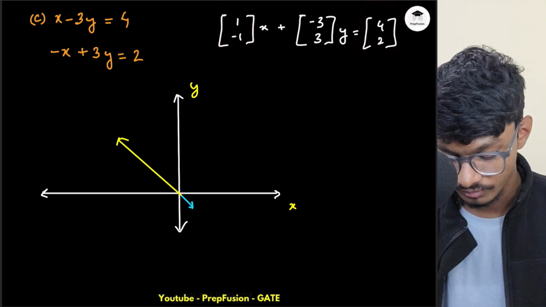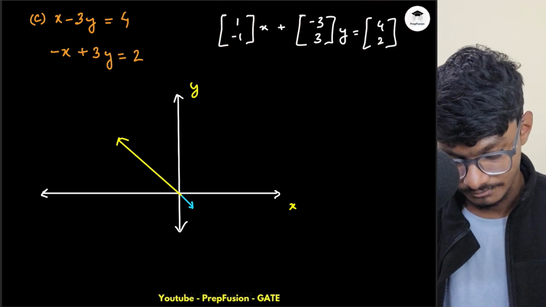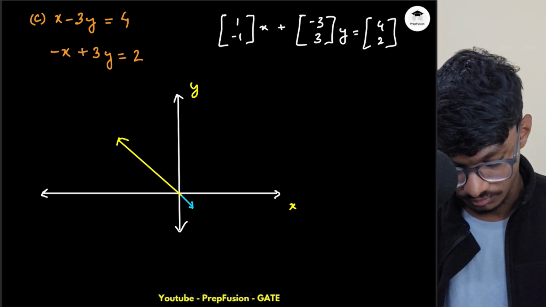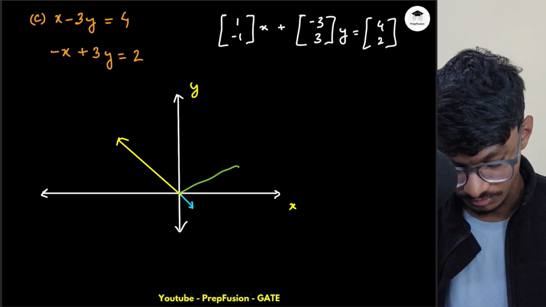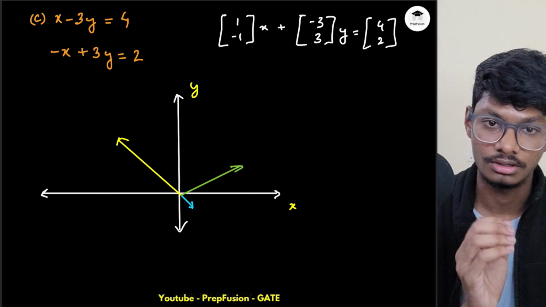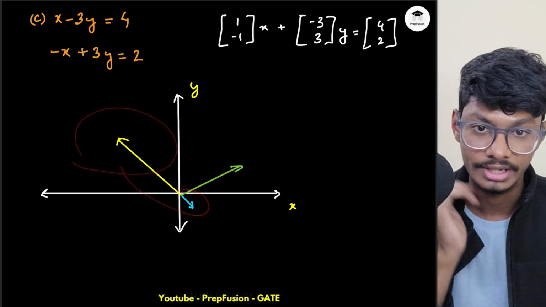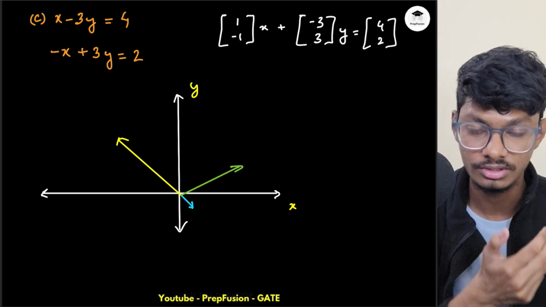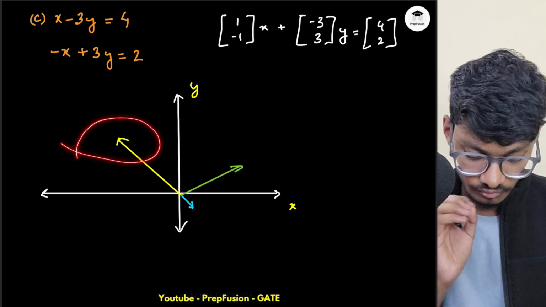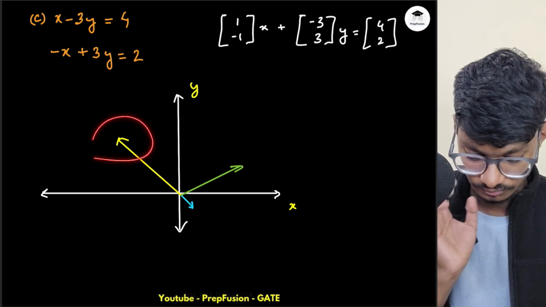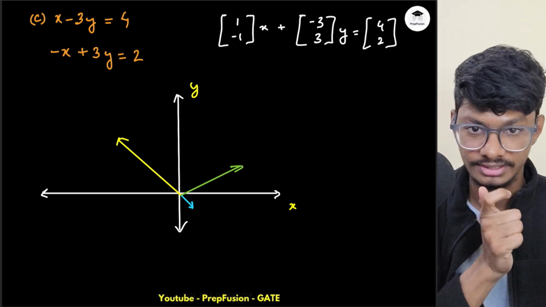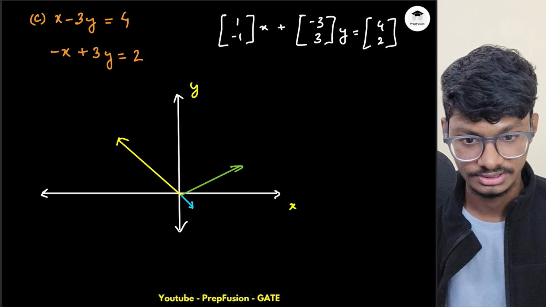So where does this lie? This lies somewhere around here, 1 2 3 4, 1 2. Okay, this lies somewhere around here, not on the same line. Now with any combination of these two, can we ever produce this resultant vector? No solution, right? We can't. We take any point, any values of x and y, we will never be able to find this resultant vector. Okay, we will never be able to get this resultant vector.